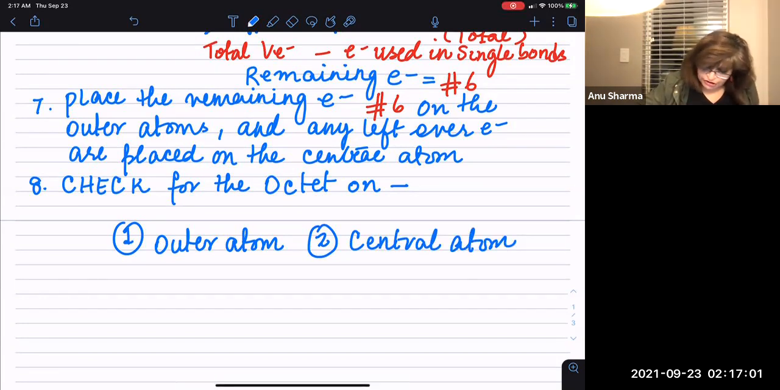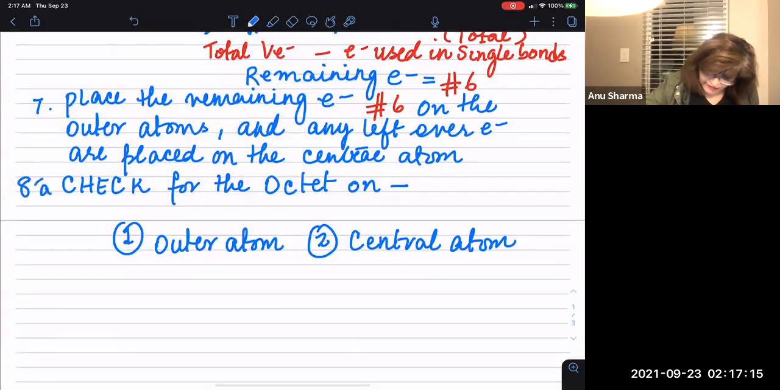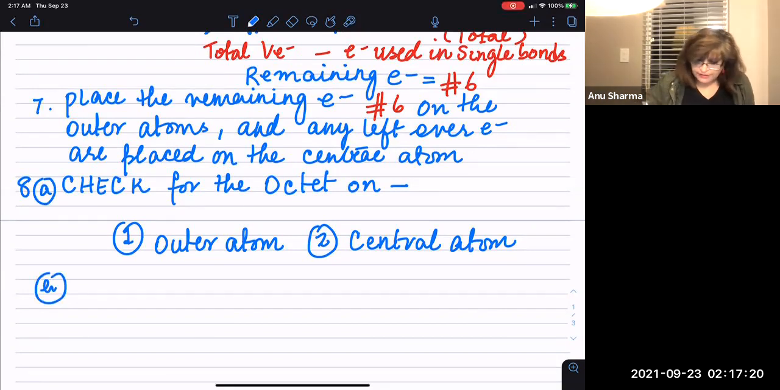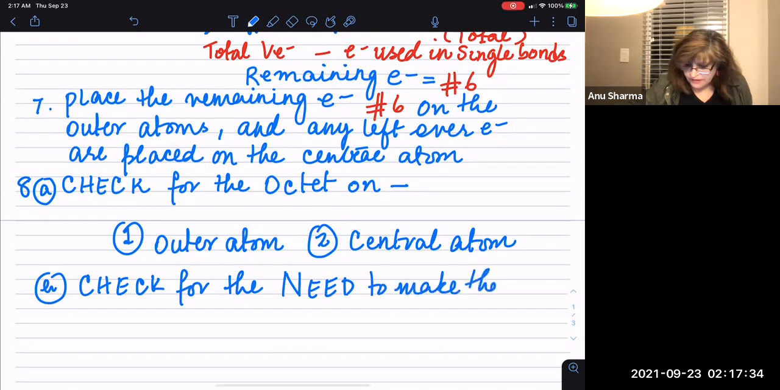Next thing you're also going to check is the octet on the outer atom and the central atom. So this is 8A, and B. Check for the octet on the outer atom and the central atom, and also check for the need to make the bonds.